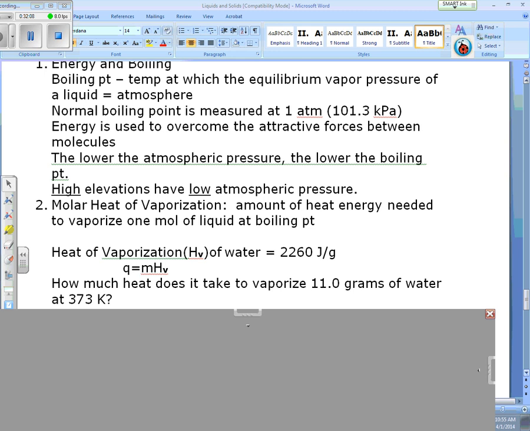So the problem that we have here: how much heat does it take to vaporize 11 grams of water at 373 Kelvin? Well, 373 Kelvin is how much Celsius?